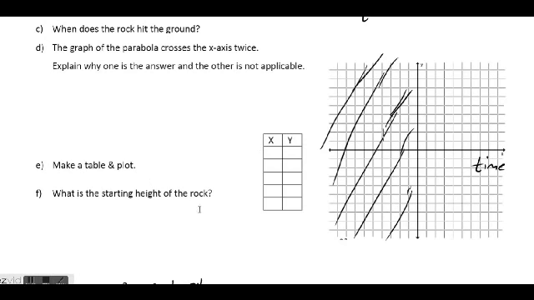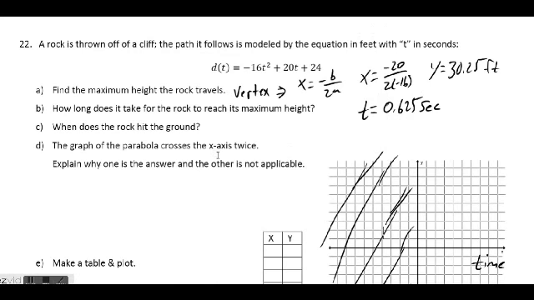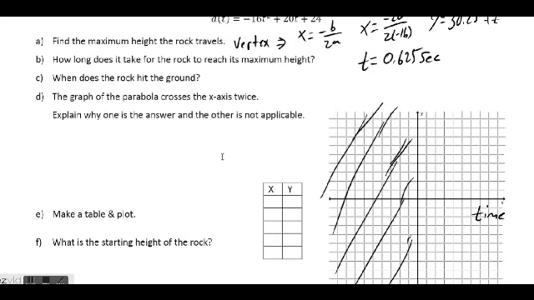Make a table and plot. I just want positive values. This is the maximum, my line of symmetry here, the highest point. I'm not going to make a big deal about this, because I'm trying to make this easy on myself to graph. I'm going to go by halves, well, let's even go by quarters. So 1, 2, 3, 4, that would be 1 second. 1, 2, 3, 4, there's 2 seconds, because I know it's going to hit the ground at 2 seconds.